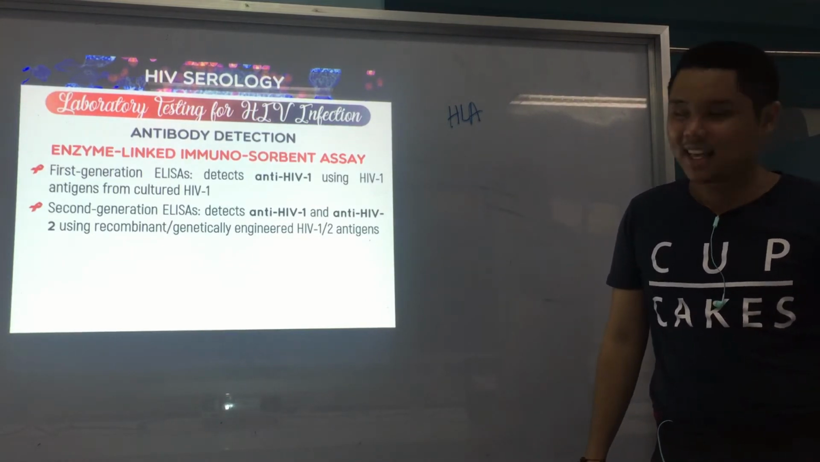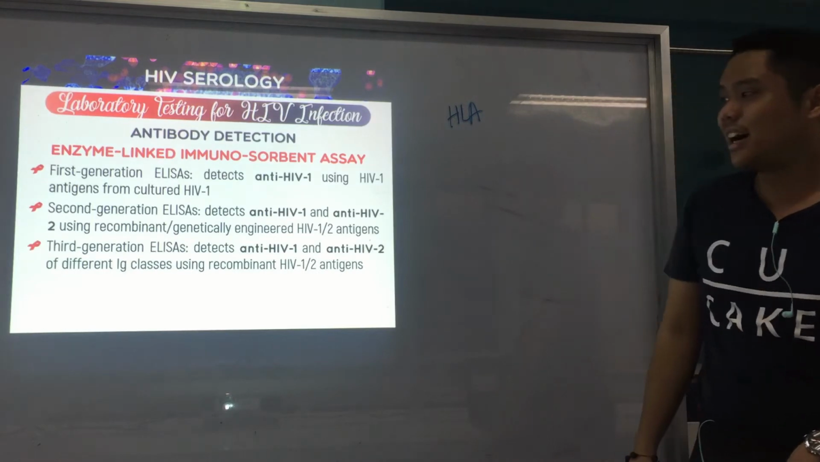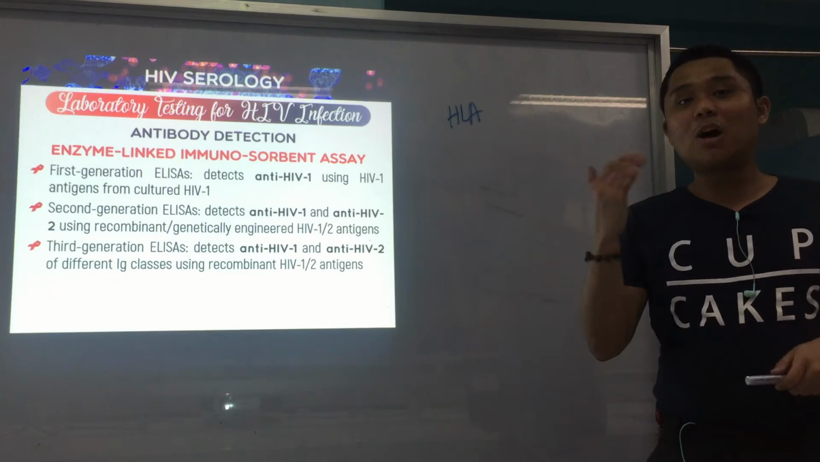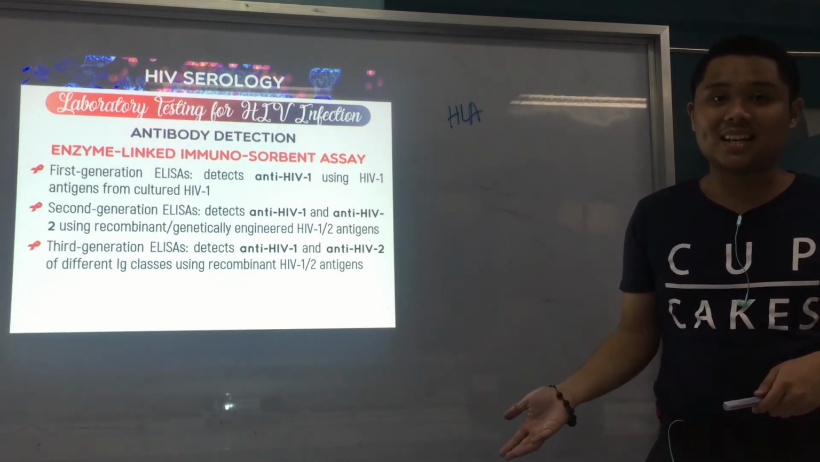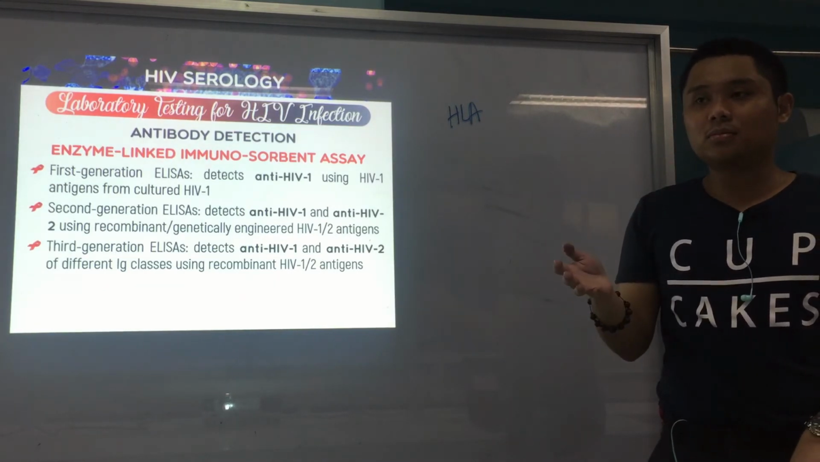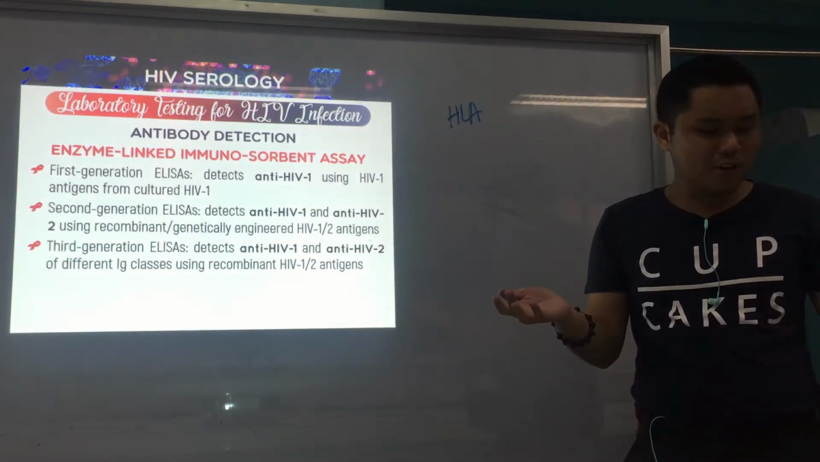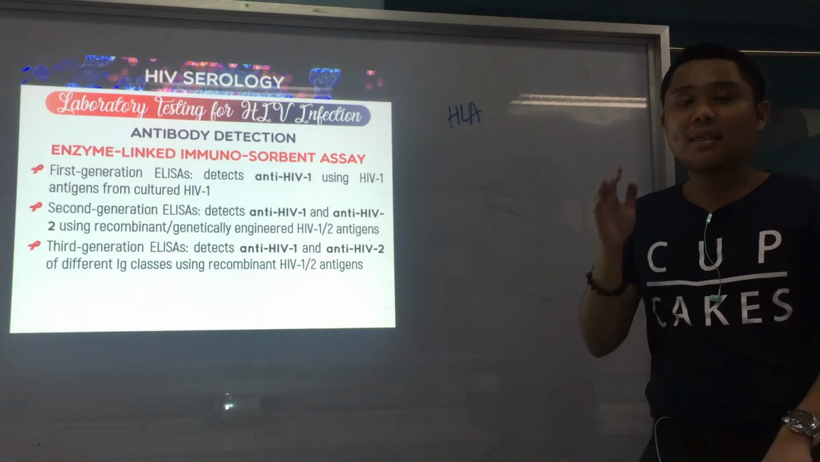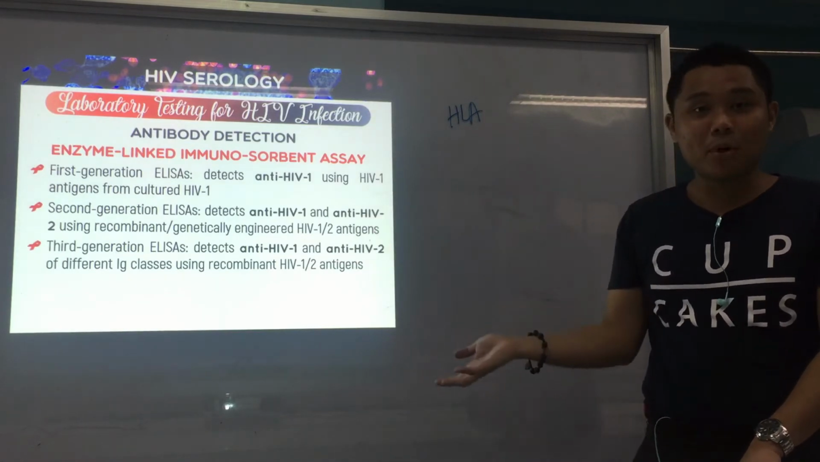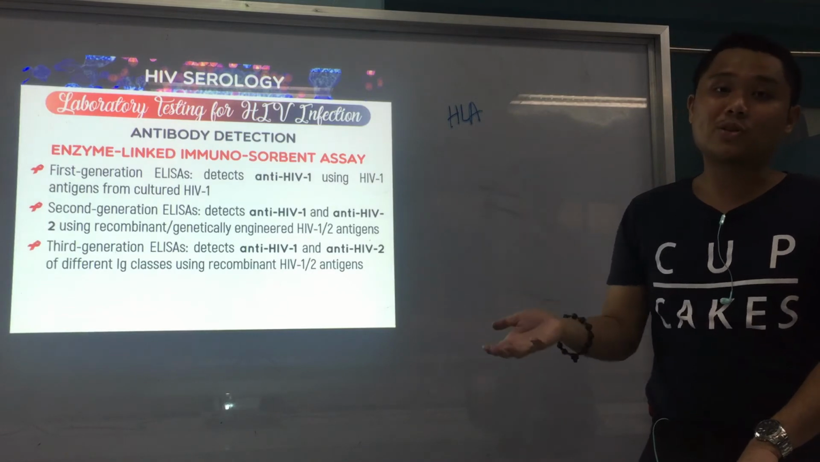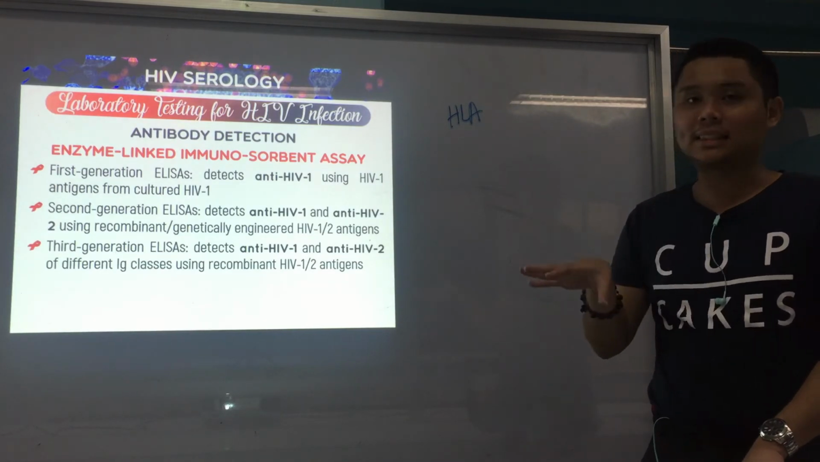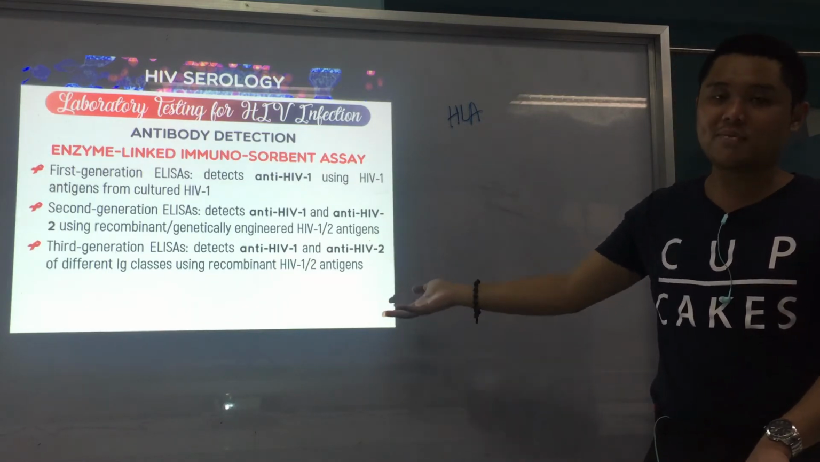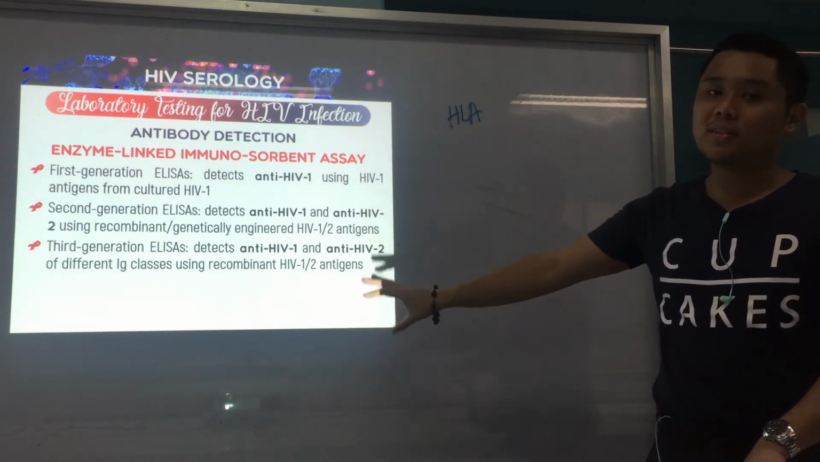And because of that, they then developed the third generation ELISAs, which now detect HIV-1 and 2, but the difference is it can now detect different antibody classes. Because of this, the diagnostic specificity is 99.9% and the sensitivity is 100%, because it can already detect a lot of different antibody classes, even different subgroups of HIV-1 and 2. So, that's the third gen.